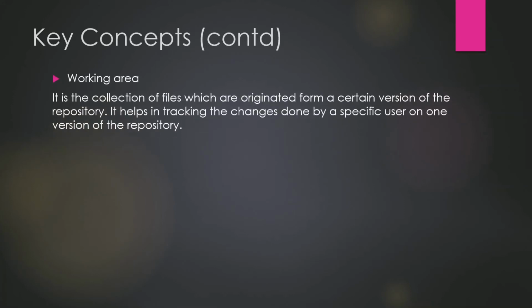Now we are going to talk about the working area, or staging area, of a Git repository. You can say that a working tree in a Git repository is the collection of files which originate from a certain version of the repository. It helps in tracking the changes done by a specific user on one version of the repository.